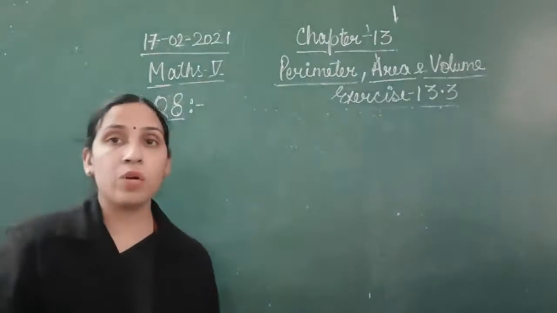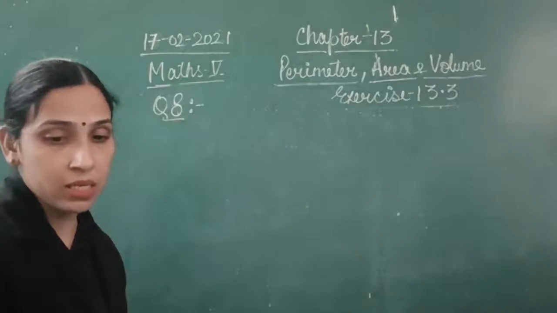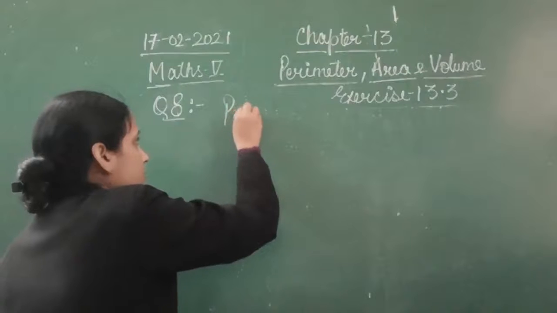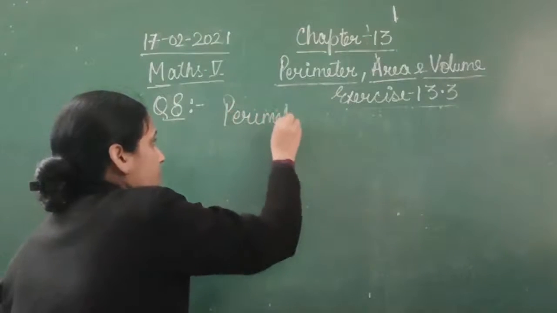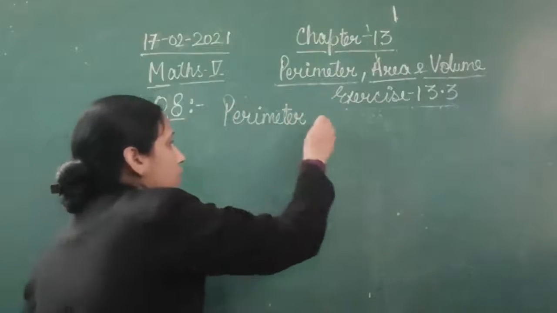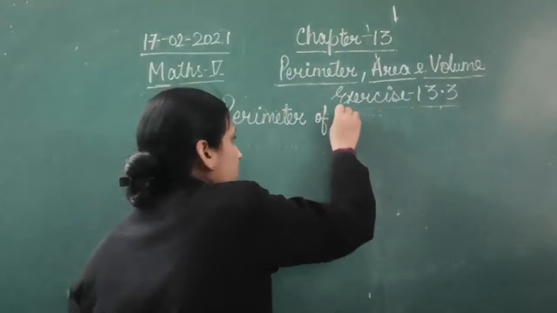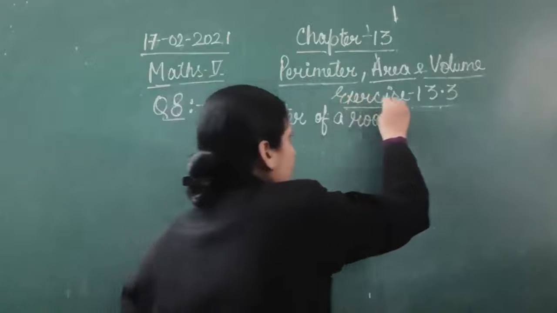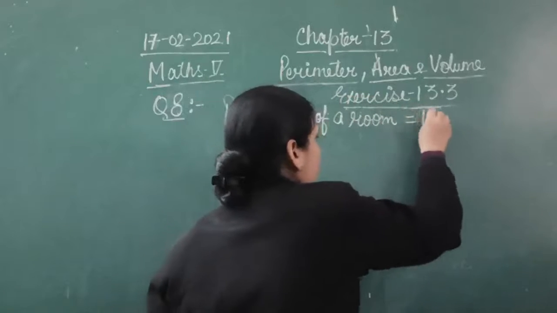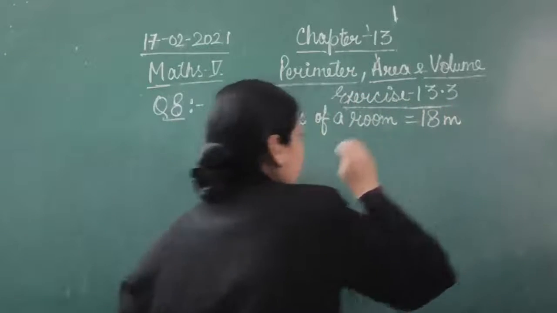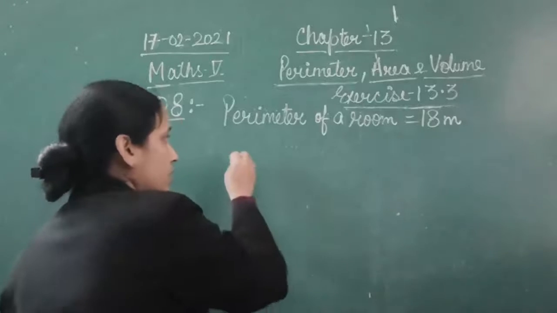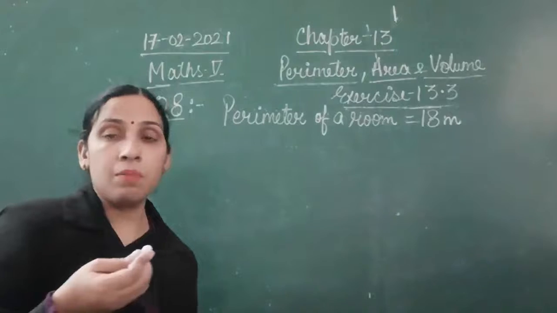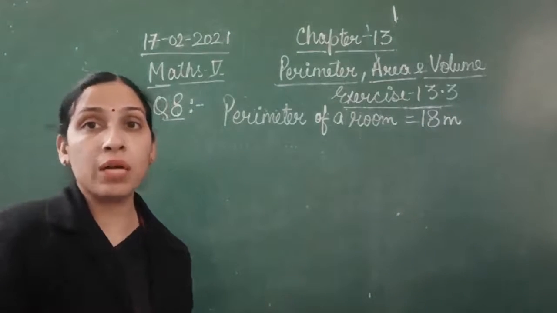So first of all, what is the perimeter? Perimeter of a room is 18 meter. Okay. So now next, you have to find it out. Breadth is given, you have to find the length.